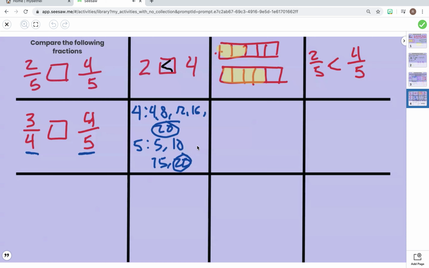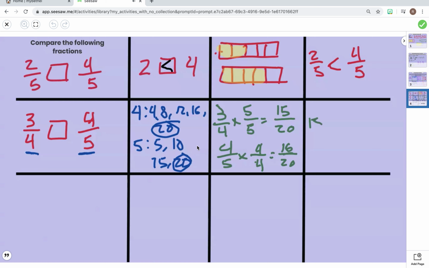Now we're going to do our multiplication. So 3/4 is going to equal a certain amount of 20ths. Well, we multiplied 4 times 5 to get 20, so 3 times 5 equals 15. Let's see how many 20ths 4/5 will make. 5 times 4 equals 20, so 4 times 4 equals 16. So now I have 15 20ths and 16 20ths.